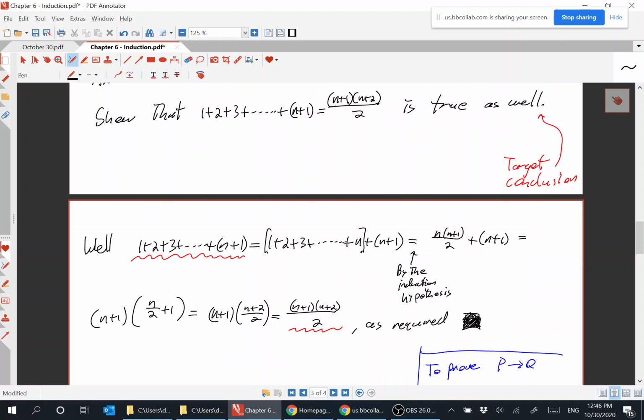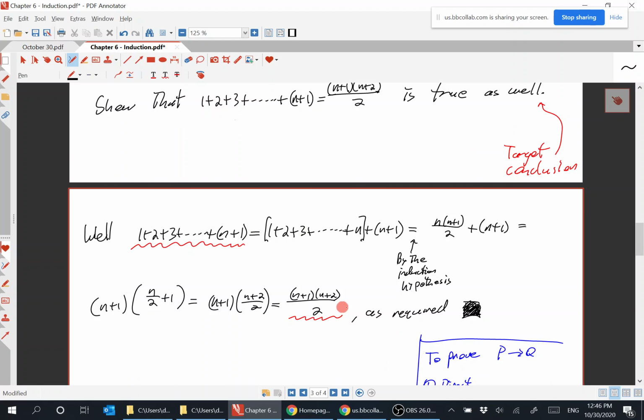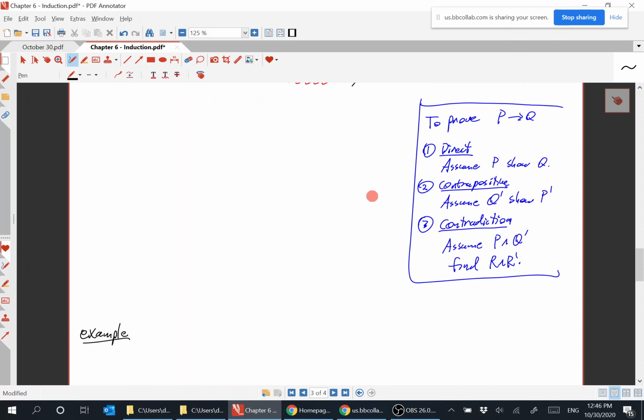So this is n times n plus 1 over 2. This is still n plus 1. And then you do some algebra, and then you get this, which is what you wanted to show: that the sum of integers from 1 to n plus 1 is equal to n plus 1 times n plus 2 over 2. All right, and that's what we've got here. So that's the end of the proof.